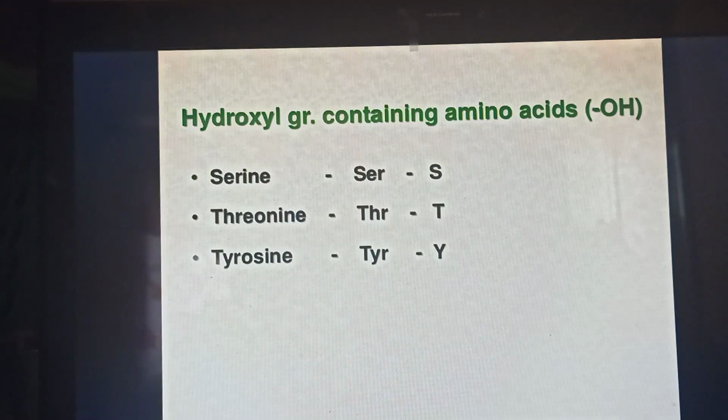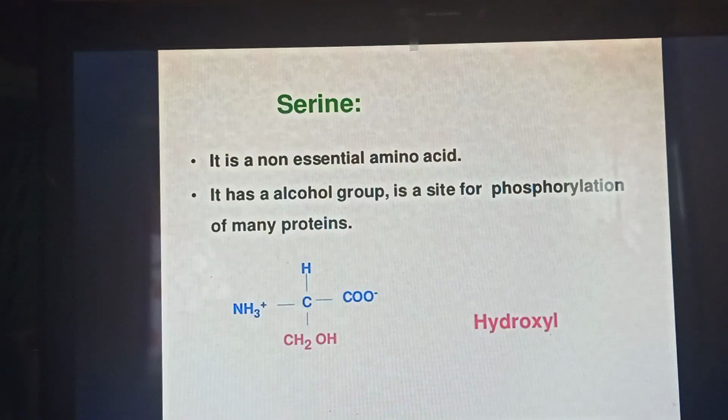Next, we have seen the aliphatic amino acids. Now, hydroxyl group containing amino acids. Some amino acids contain a hydroxyl group. They are serine, threonine and tyrosine, written as SER serine, THR threonine and TYR tyrosine. Okay, they contain a hydroxy group.